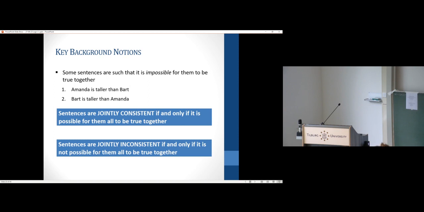Yes? Does the same go for jointly consistent? Good question. What do we think? If the premises are jointly consistent, does that automatically tell us anything about whether the argument's valid or invalid? No. Not necessarily valid, because it's possible for the conclusion to not follow from the premises. So just knowing that the premises are jointly consistent doesn't get us enough to guarantee that it's valid or invalid.